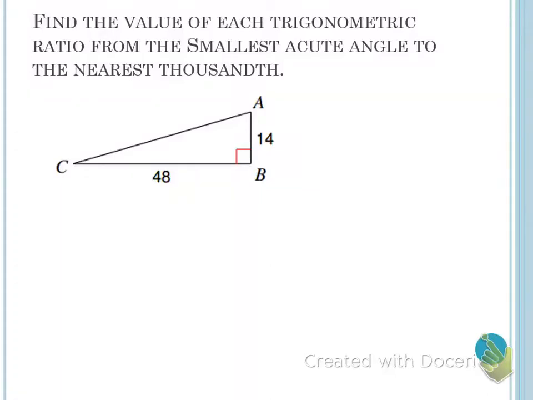So this is what a question on your quiz will look like. You've already learned it. This is just for review. Find the value of each trigonometric ratio from the smallest acute angle to the nearest thousandth. So first of all, what do we notice about this triangle?